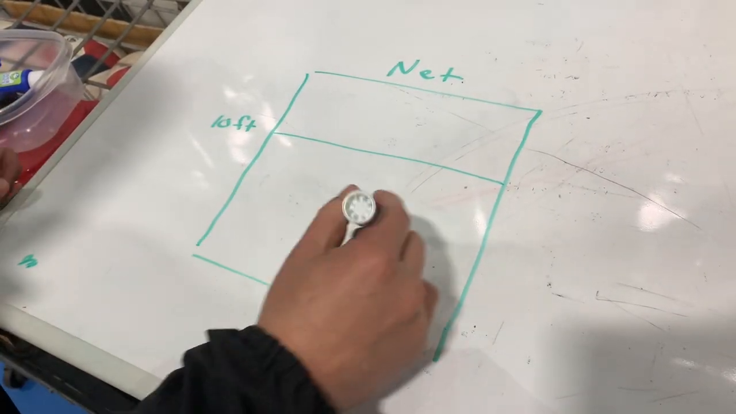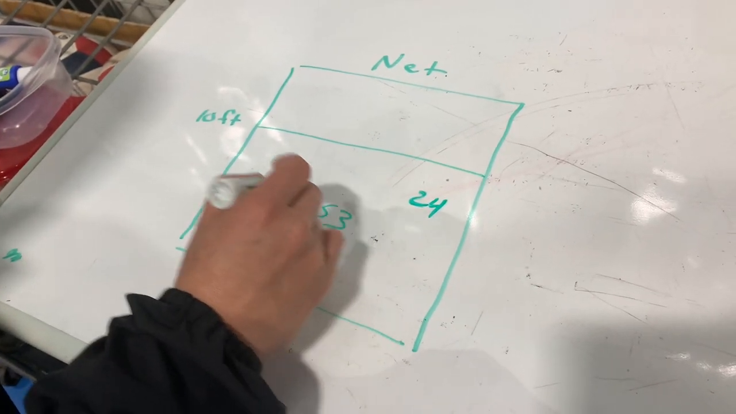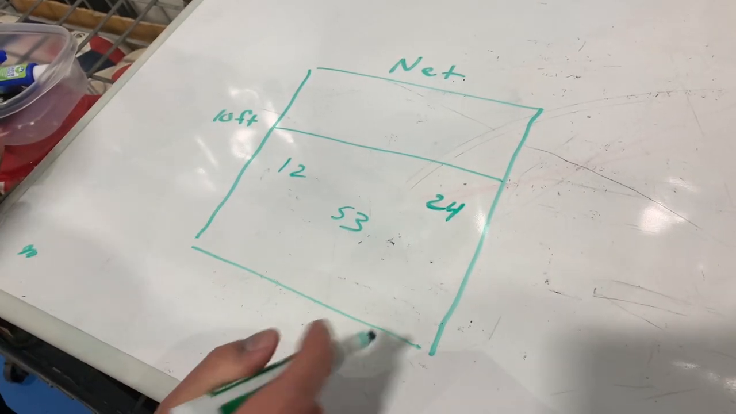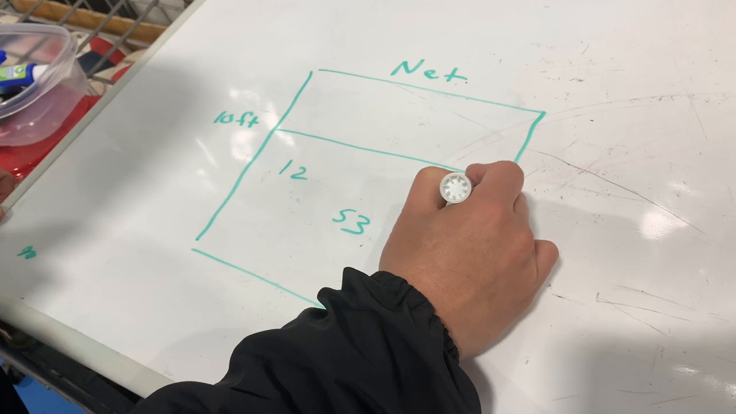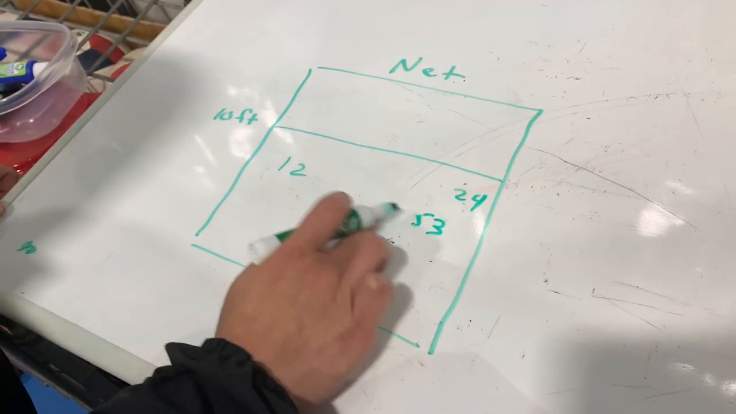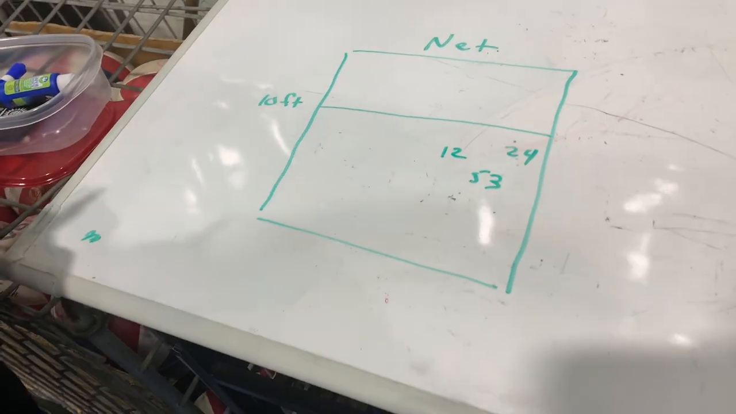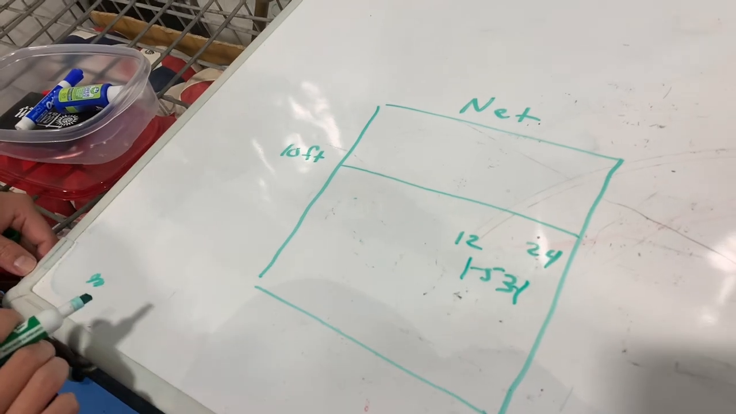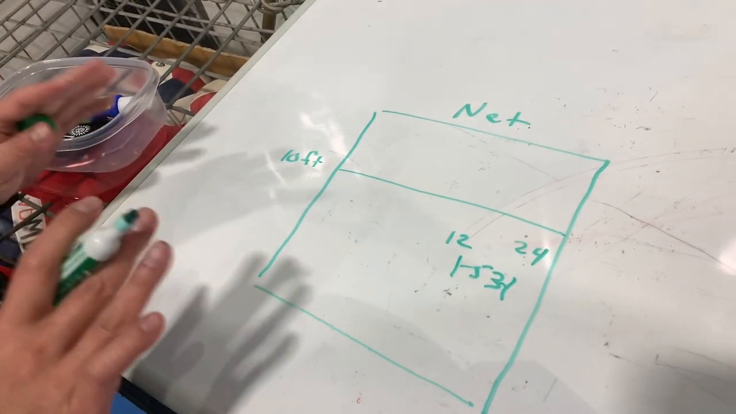Let's go. 8, 24, 53, and 12. So they all can move this way such that that's a legal lineup, because 53 is in between these two players still. So long as that's true, that's okay, right?